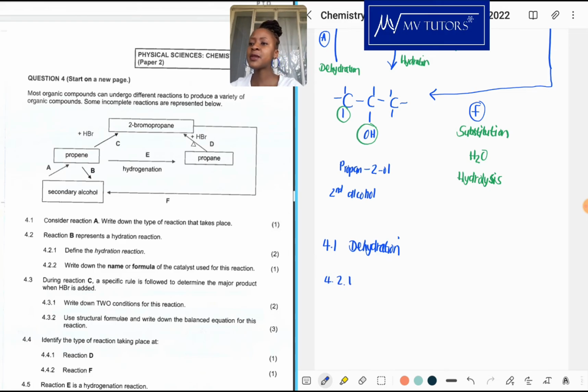4.2.1, it says reaction B represents a hydration reaction. Now define hydration reaction. So basically, because it is an addition reaction, you are adding water to the compound.